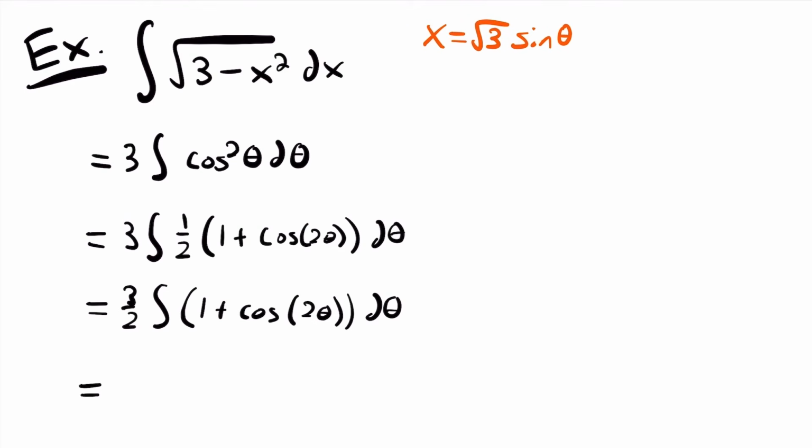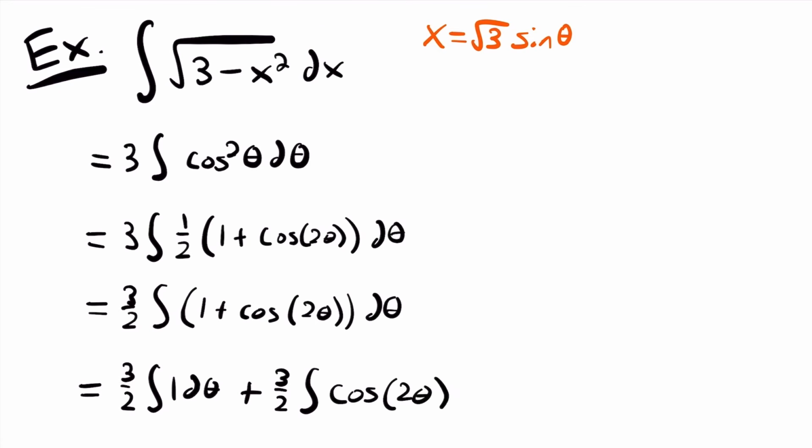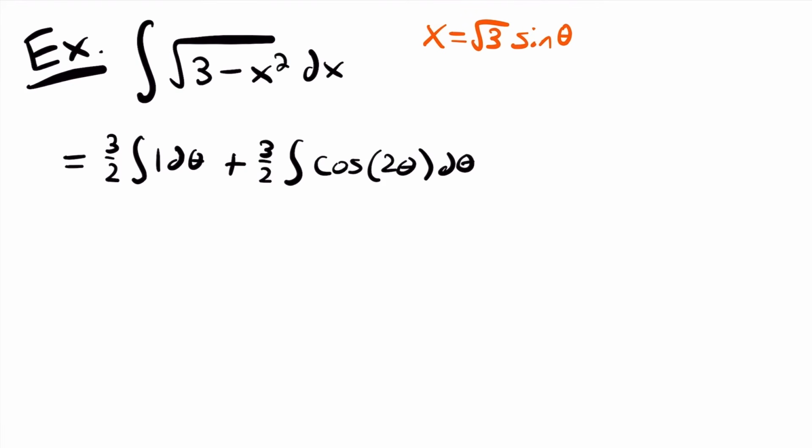So this will be equal to 3/2 times the integral of 1 d theta plus 3/2 times the integral of cosine of 2 theta d theta. Okay, and now if I clean up my work again, we can integrate each of these integrals separately. Remember that the integral of 1 will just be 1 times the variable of integration, which in this case is theta. So this is equal to 3/2 times theta.